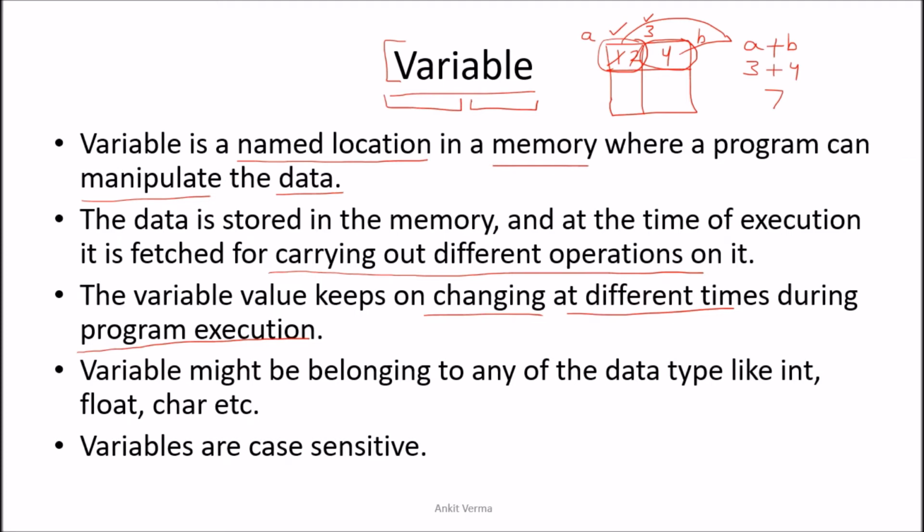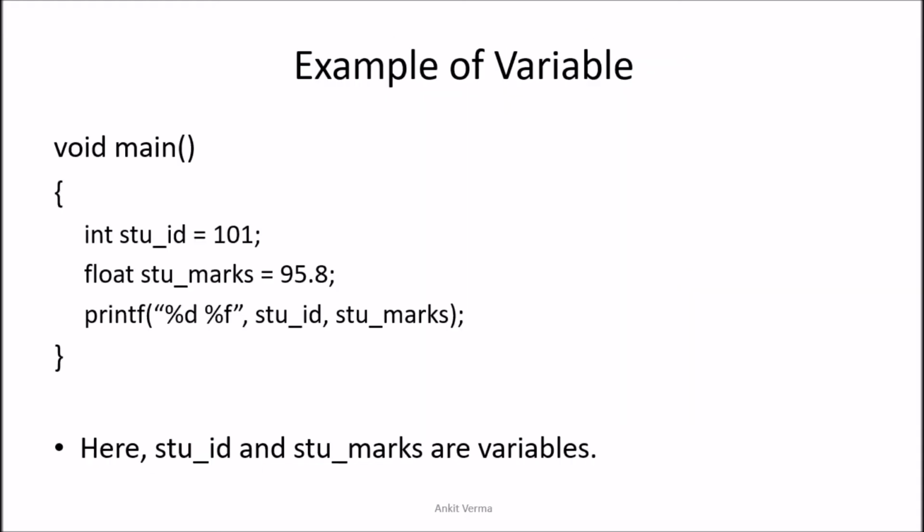A variable might belong to any of the data types, that can be int, float, char, double. So multiple types of variables can be declared, and variables are case sensitive. If I say small a and capital A, both are treated as different variables because they are case sensitive. Now I am taking one example of a variable.